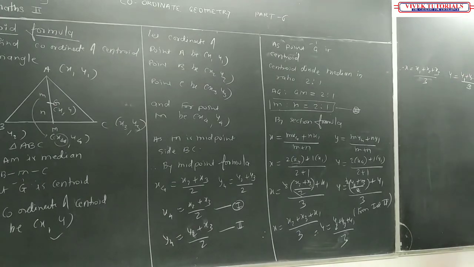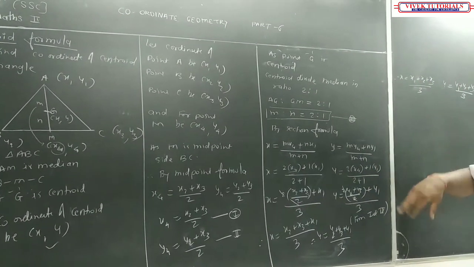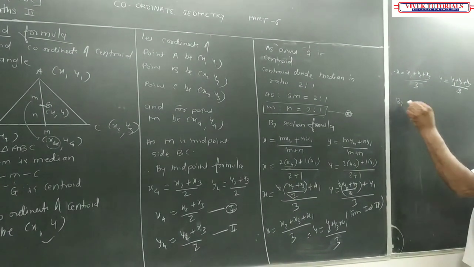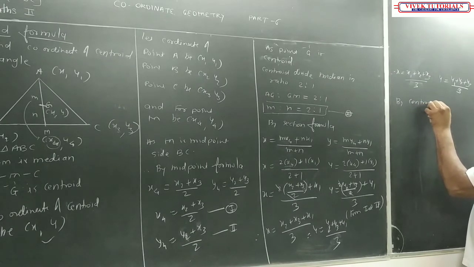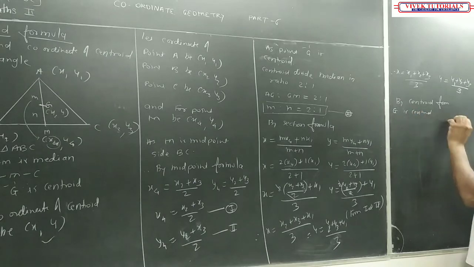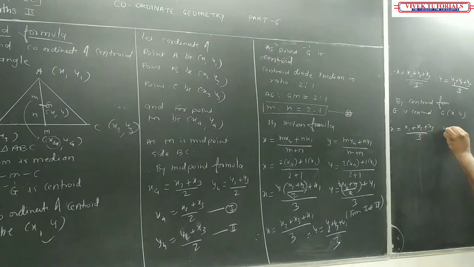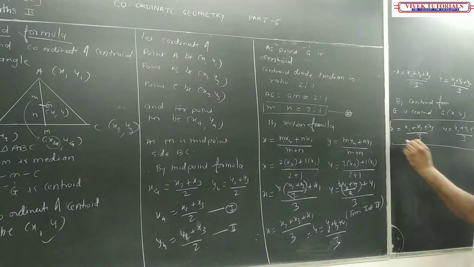This is the centroid formula. See once again what you got now. So by centroid formula, if G is a centroid, okay, and G का coordinate क्या है? x, y. Therefore, x is equal to x1 plus x2 plus x3 upon 3, and y is equal to y1 plus y2 plus y3 upon 3. Formula is बहुत simple है.